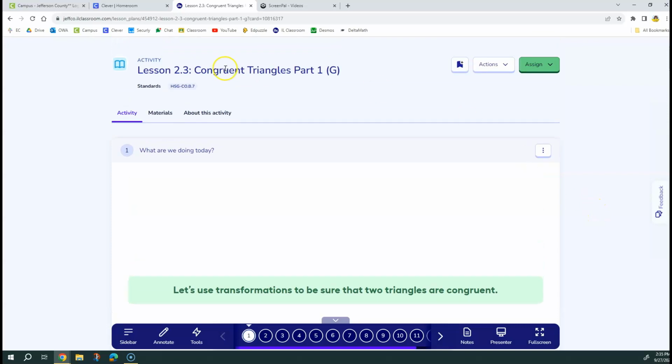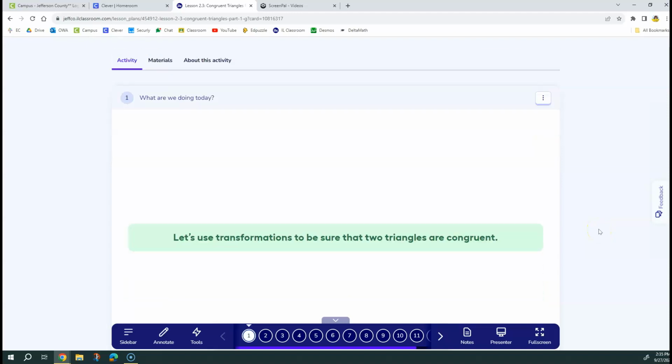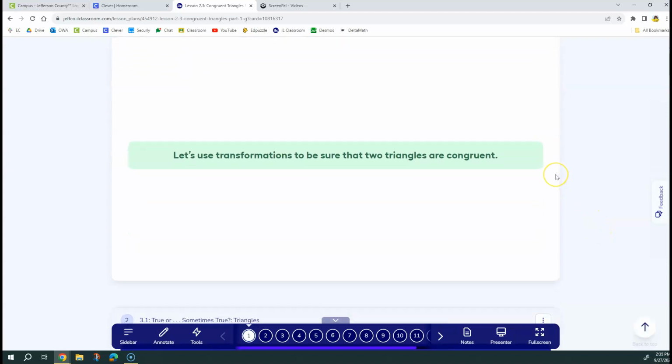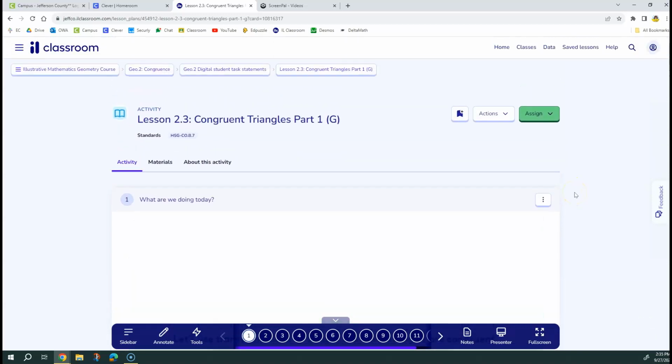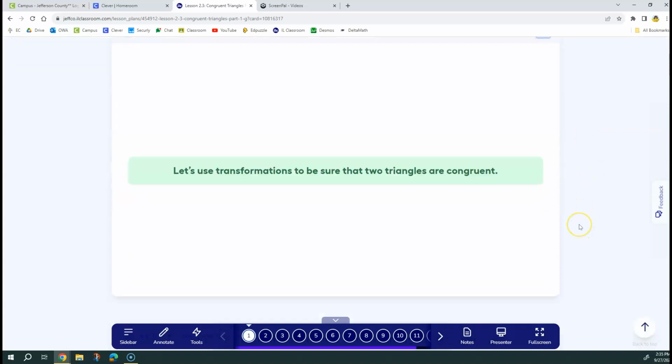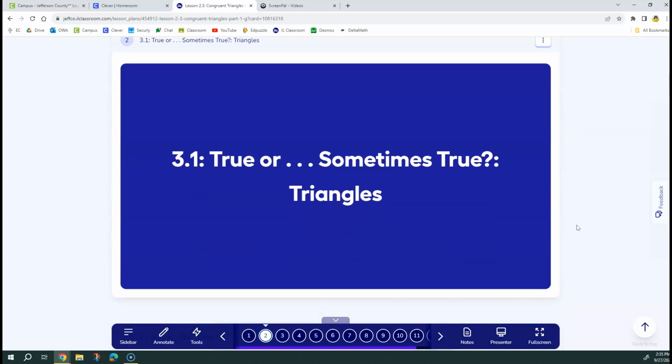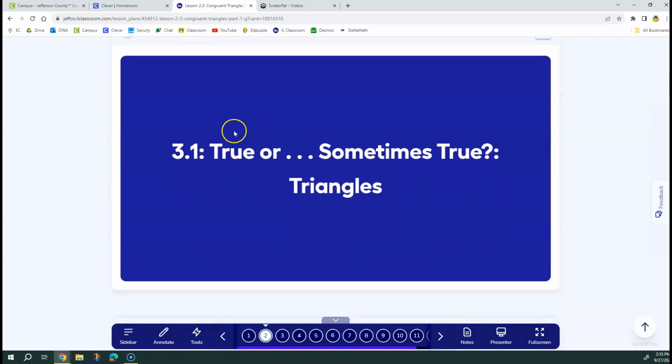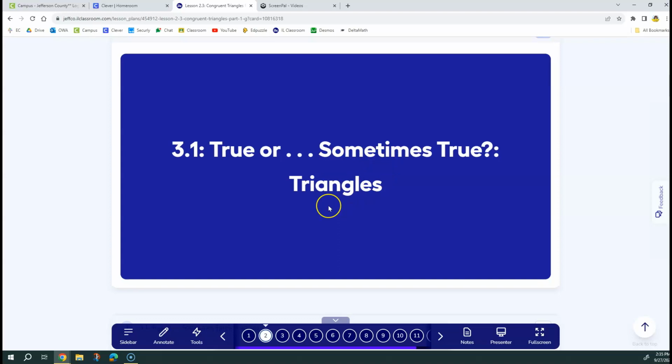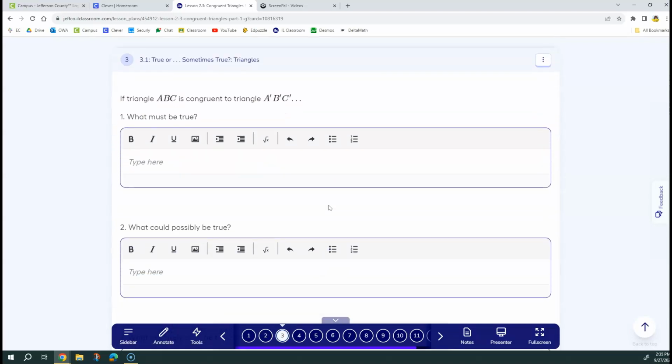Our lesson today is lesson 2.3, congruent triangles, and this is part one. So today we're going to look at some transformations to be sure that two triangles are congruent. If you have not yet logged into the Imagine Learning Classroom, please do so. If you click on the classes page, this should be the assignment at the top of your assignments page. Okay. The first piece that we're going to be doing is called true or sometimes true triangles. So let's scroll ahead to card number 3.